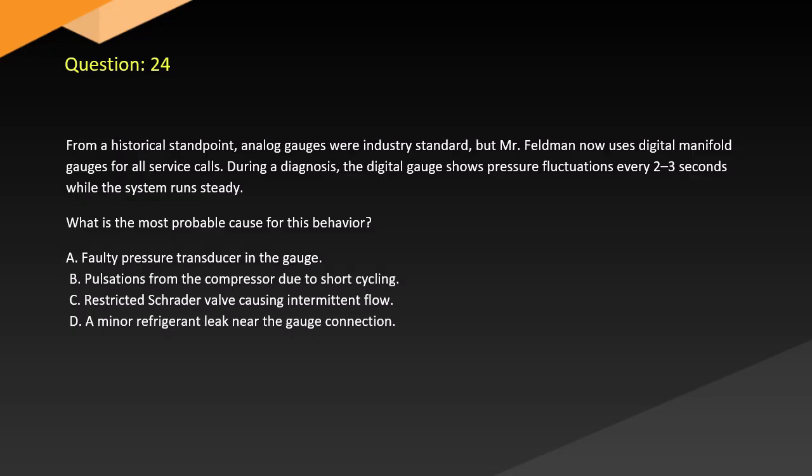A. Faulty pressure transducer in the gauge. B. Pulsations from the compressor due to short cycling. C. Restricted Schrader valve causing intermittent flow. D. Minor refrigerant leak near the gauge connection.